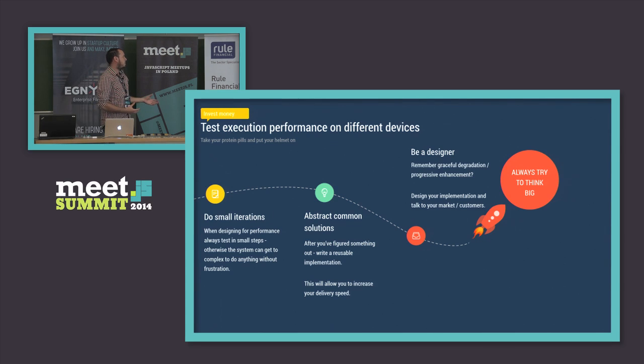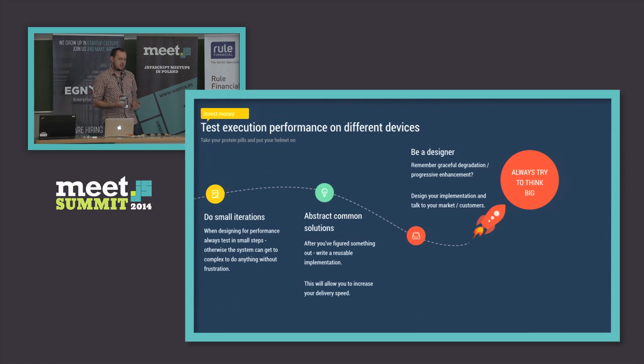So do all the things in small iterations. Each component, each module you make, try to test it on as many devices as you can. If it's working and if it's reusable, put it somewhere. You will use it in the future for sure, and it will speed up the process of making games. So this was the abstract common solutions part.